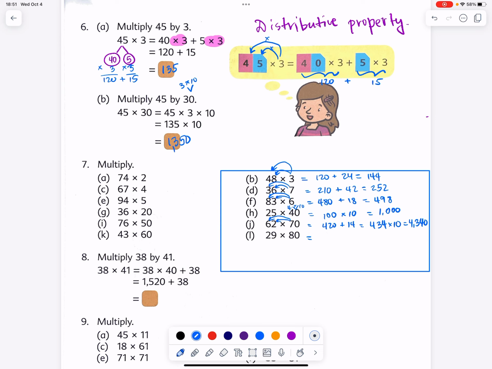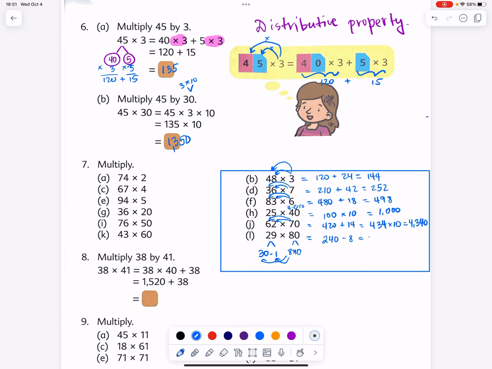29 times 80. Here we can think of 29 as 30 minus 1. Again, let's do mental math step by step. Let's think of 80 as 8 times 10. Here's my 10. Let's go. 30 times 8 and 1 times 8. 30 times 8, 3 times 8 is 24, so it's 240. 1, however, we took 30 eight times. We needed to take only 29 eight times.